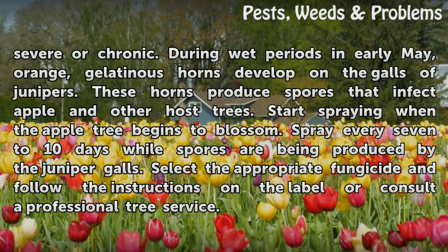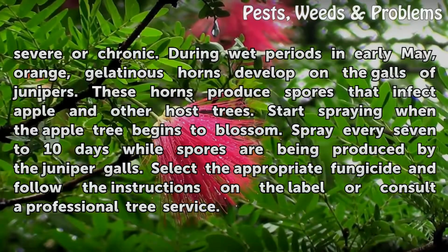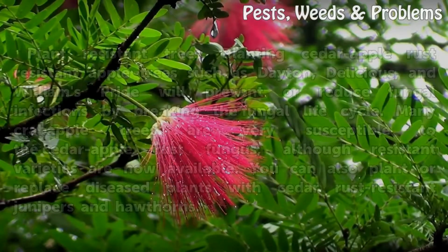Start spraying when the apple tree begins to blossom. Spray every 7 to 10 days while spores are being produced by the juniper galls. Select the appropriate fungicide and follow the instructions on the label, or consult a professional tree service.